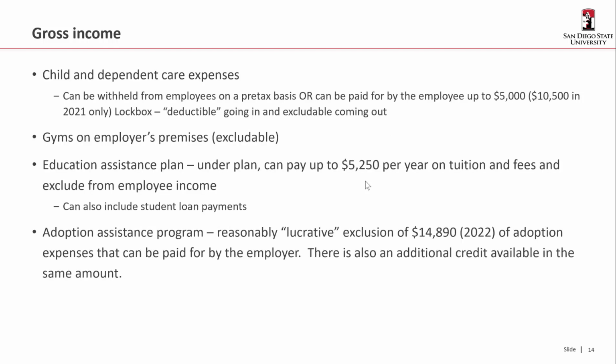So child and dependent care expenses are one of them. Your employer can help you pay for your child or dependent care. It can be withheld from your pay on a pre-tax basis, or your employer can pay it directly, or they can even own their own daycare center and let you go there for free. The maximum amount you can exclude is $5,000. In 2021, they expanded that to $10,500.